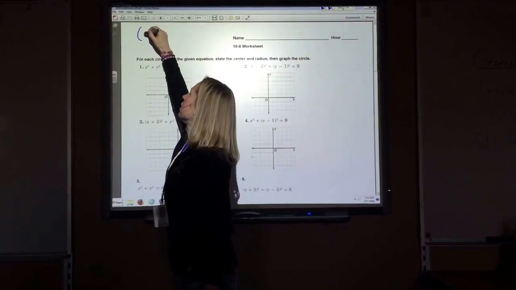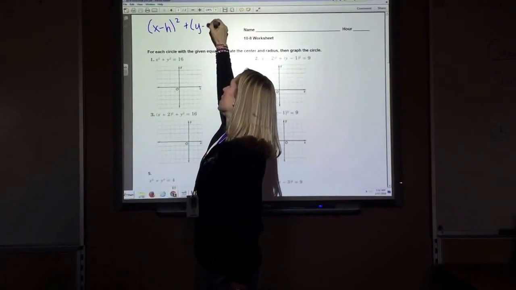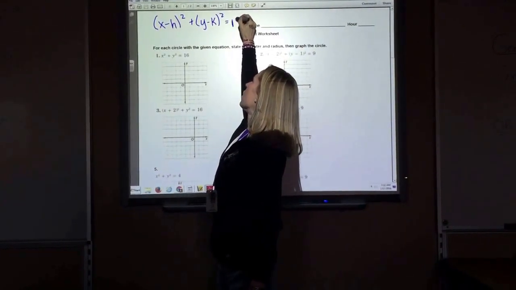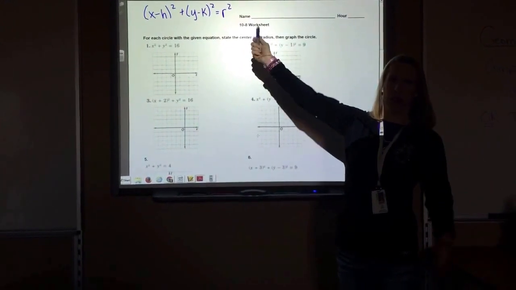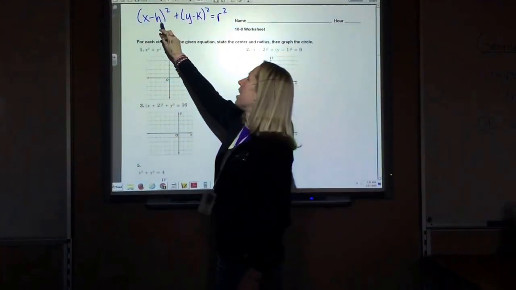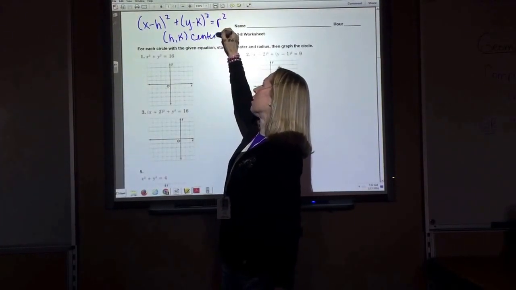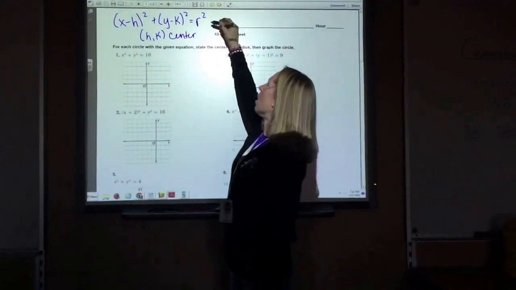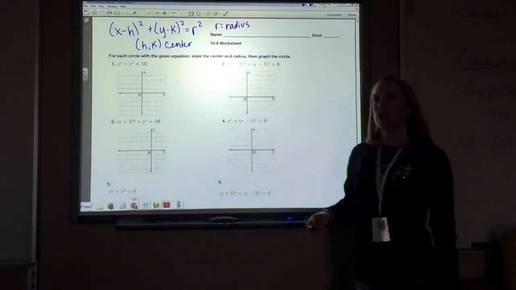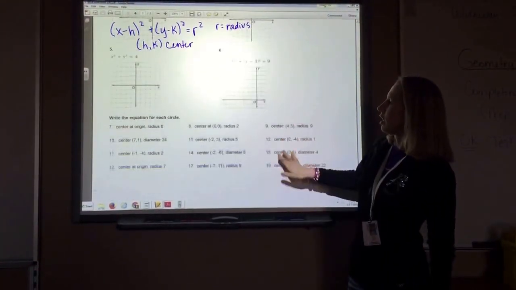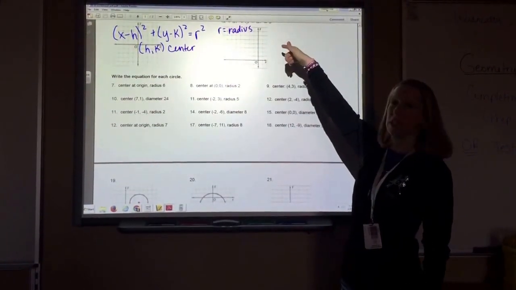The equation of a circle is (x - h)² + (y - k)² = r². You will be given that equation on the test, so you don't have to have it memorized. The h and k is just the center of your circle. R stands for radius. So I'm going to show you some problems starting with number 7 first, and then we'll go back up to 1 through 6.